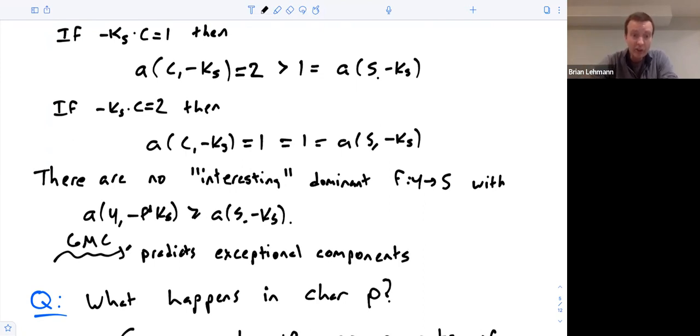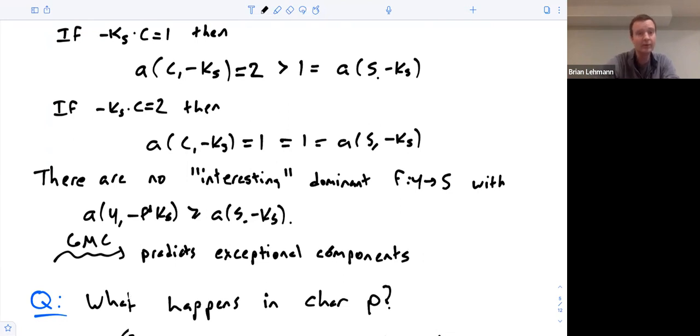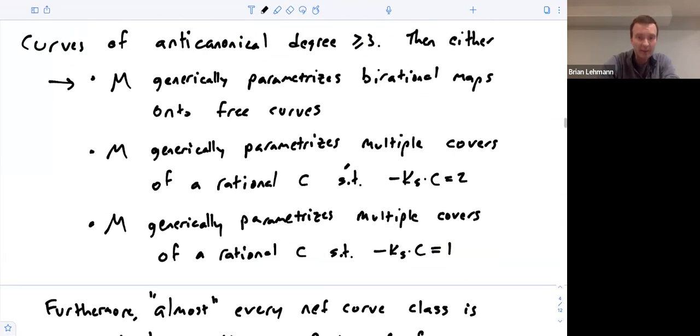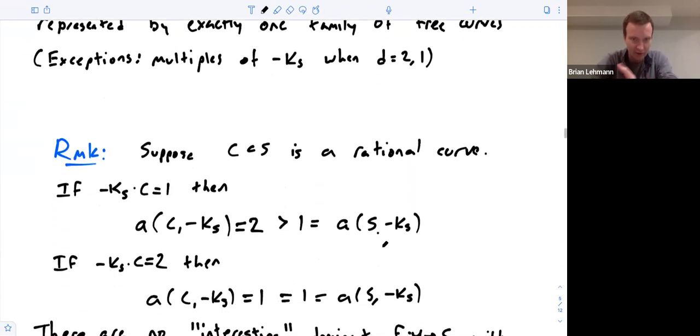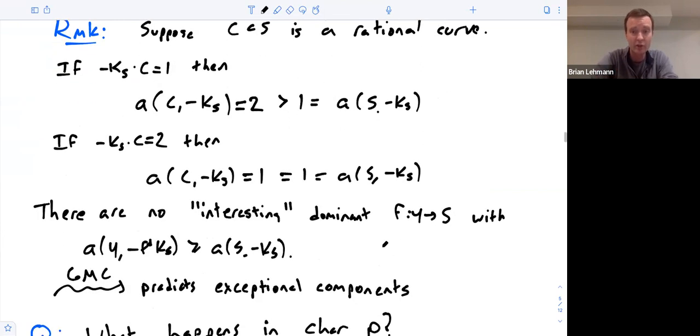So then, according to geometric Manin's conjecture, again, maybe depending on how exactly we're phrasing it, this predicts the existence of these exceptional components, right? So we have two types of exceptional components. One of them factors through a conic, and one of them factors through a -K_S line, and that's exactly what the Fujita calculation is confirming for us. Okay, so this is an example of geometric Manin's conjecture at work.